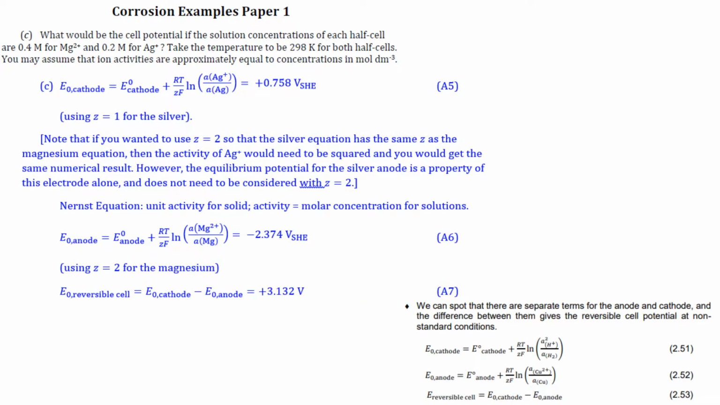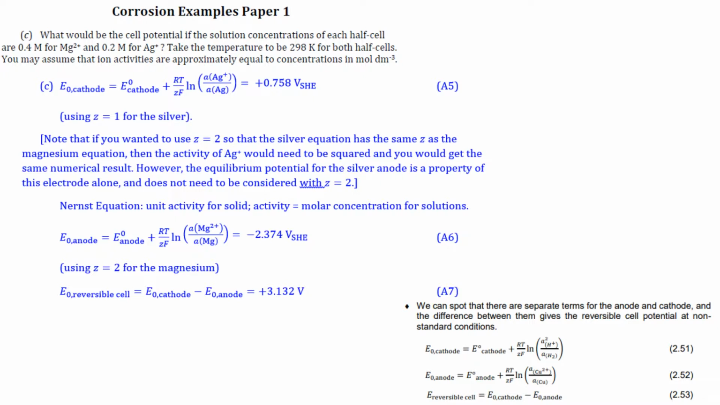Part C asks for the reversible cell potential given the ions have non-standard concentrations, specifically 0.4 molar of magnesium 2+ ions and 0.2 molar of silver plus ions. You need to use equation A7, or 2.53 from the handout, which says the reversible cell potential is the equilibrium potential of the cathode minus the equilibrium potential of the anode. And each of those equilibrium potentials needs to be evaluated using the Nernst equation.